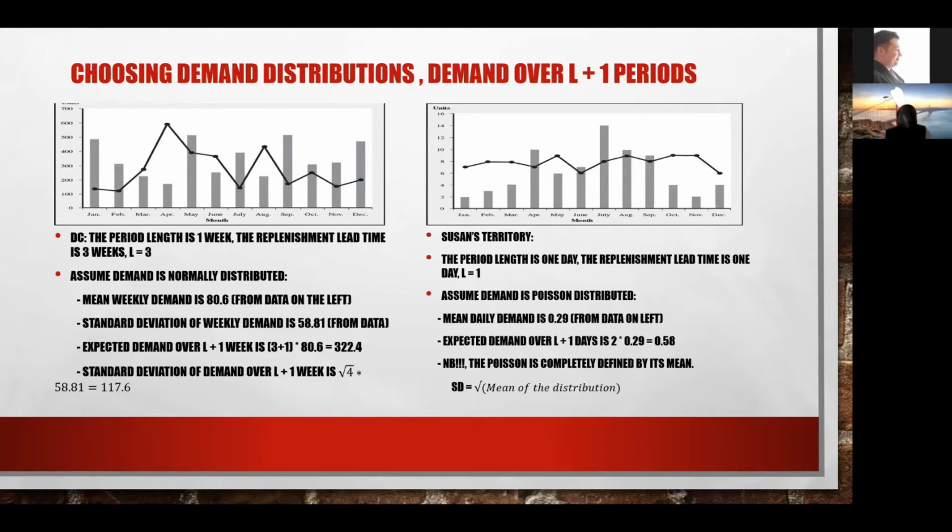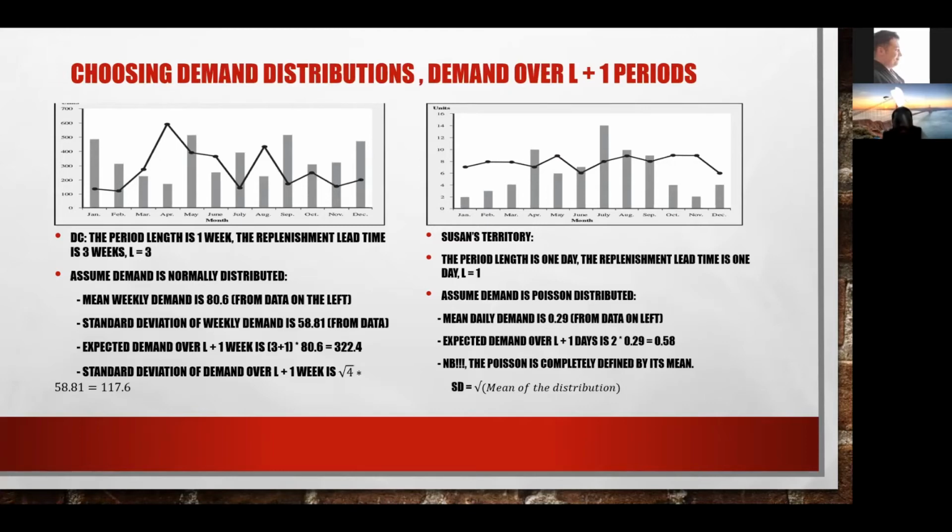We take a look at the Mounds View Distribution Center. Say the period length is 1 week, which means the lead time is 3 weeks, so L is 3. Assume demand is normally distributed. We'll see that our mean weekly demand is 80.6. That is from the data above. And how do we get the 80.6? We assume there are 4.33 weeks per month. So our expected weekly demand will be expected monthly demand over 4.33. And on our histogram, we'll see that the expected monthly demand is 349. You divide that by 4.33, that gives you the mean of 80.6.